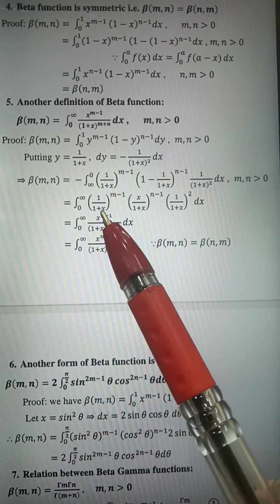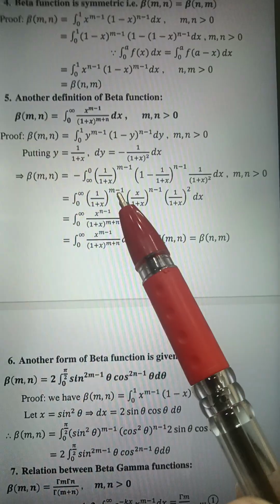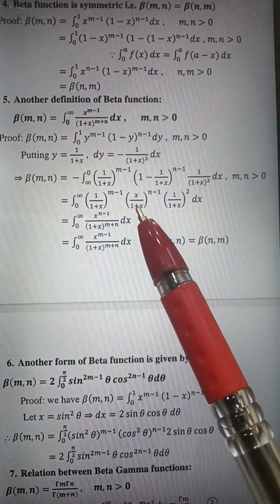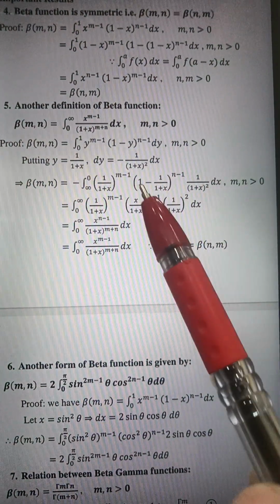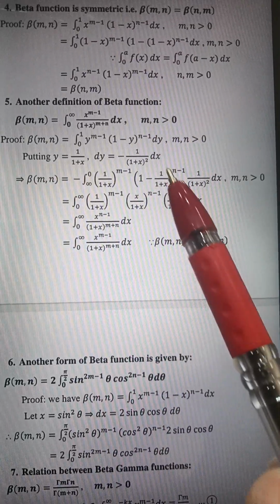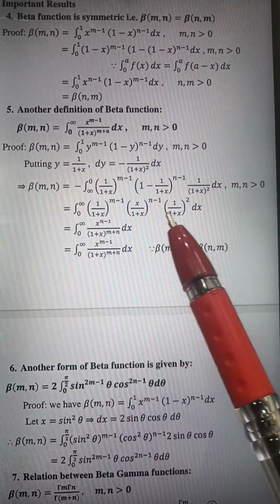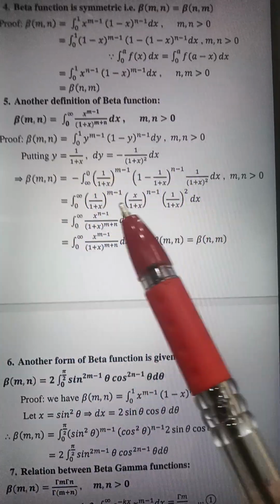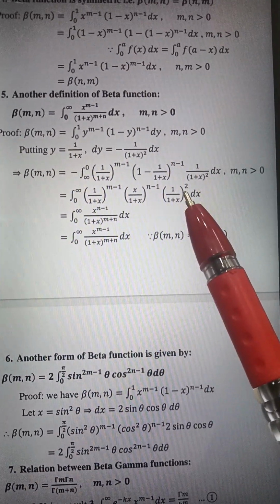We have solved the 1/(x+1) expression with powers m-1 and n-1. We have taken the LCM and solved it. I hope this is clear.